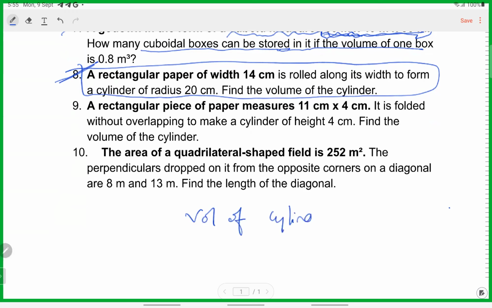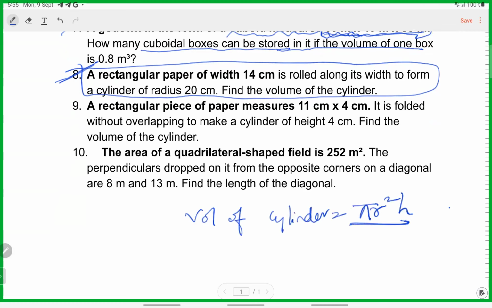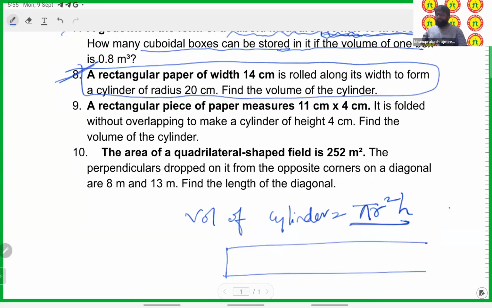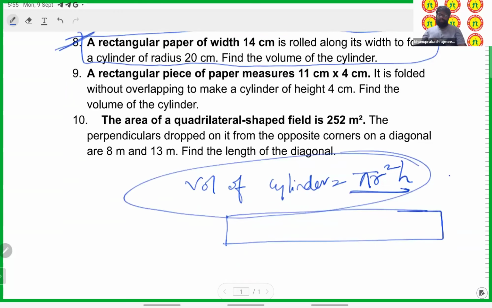Sir, pi r square h. Pi r square h. Sir, no need, sir, because we know the circumference here, so we can just multiply 14 and 20, sir. Yes, find the volume of the cylinder. No, you can also do it in that way. Or you can substitute, you can also do it here in this way.